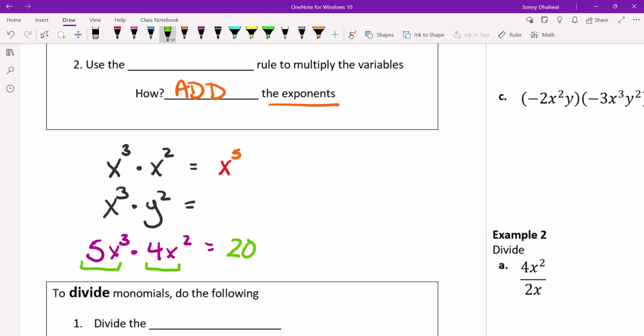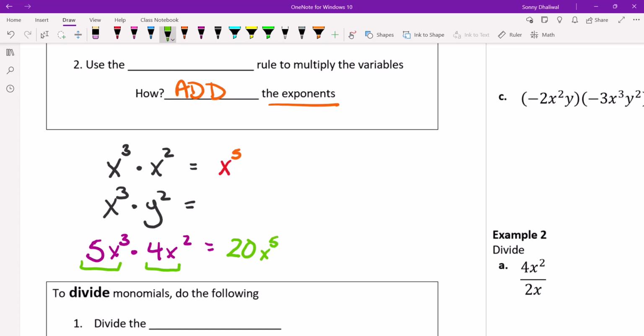So you look at the coefficients, and you just do the math operation. In the last chapter, if it's a plus sign, you add the coefficients together, or subtract them. Now, if it's a multiplication symbol, you multiply them. Now we look at the variable. Are they the same? Yes, they're both x's. So now we can use our exponent law. When multiplying, we add. 3 and 2 make 5.